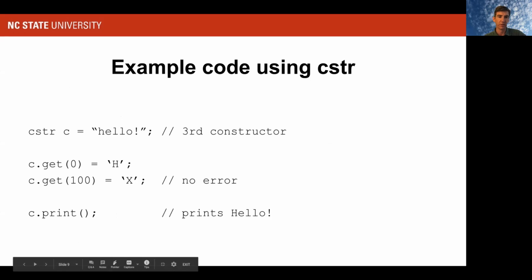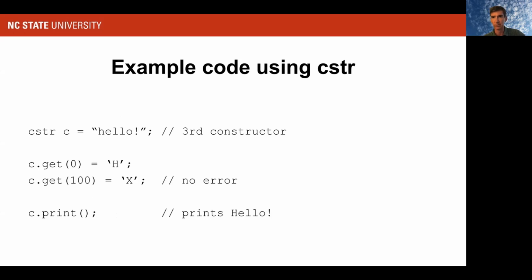Now, if you run this code, it's going to work. When you call c.get(0), this call to get actually returns a reference, and that reference to that location in the array is modified to hold a capital H. This call to get with 100 is out of the bounds of the array, so it gets ignored and actually returns a reference to dummy, and dummy gets modified to X. But when I print out the array, dummy's never printed, so the end user would never notice that. Instead, this print statement is just going to print out the copy we made of hello.